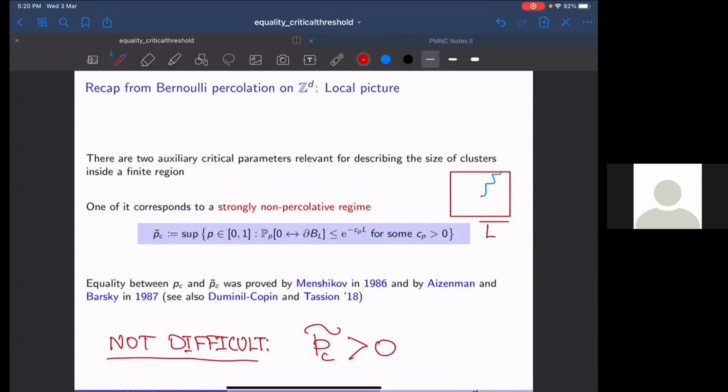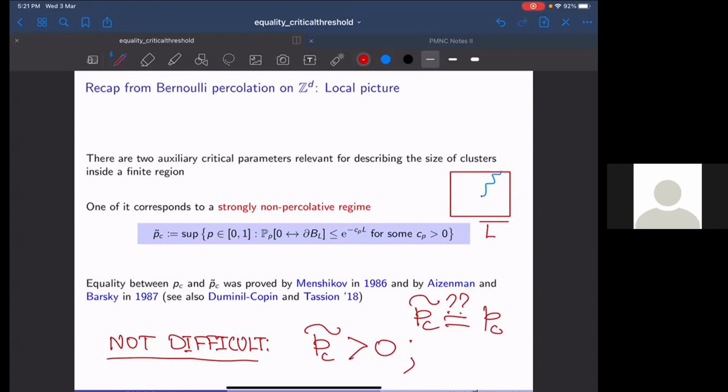But what you'd like to believe is that not only that, but PC tilde and PC are actually equal. That's the question, because that will be an interesting thing. That will tell you something all the way up to the critical region. So this is a question. This is a more difficult question.